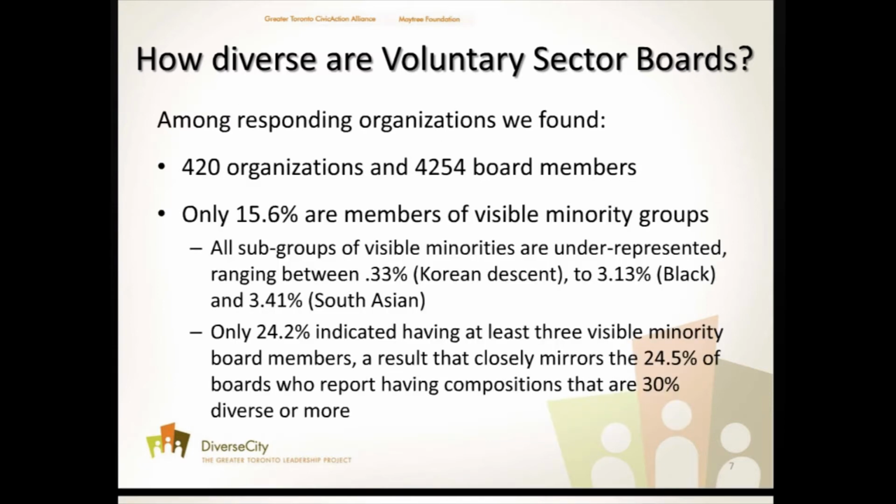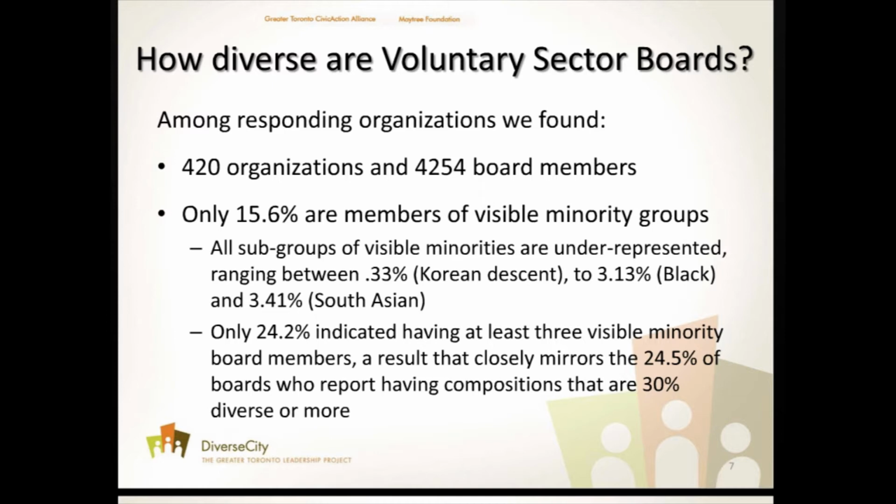So of 420 responding organizations, we're talking about 4,254 board members. 85% of those are identified as of Caucasian origin or as being white. The remaining 15%, a little over 15%, are people from visible minority groups, which isn't nearly reflective of the community in which these organizations are drawn and exist.